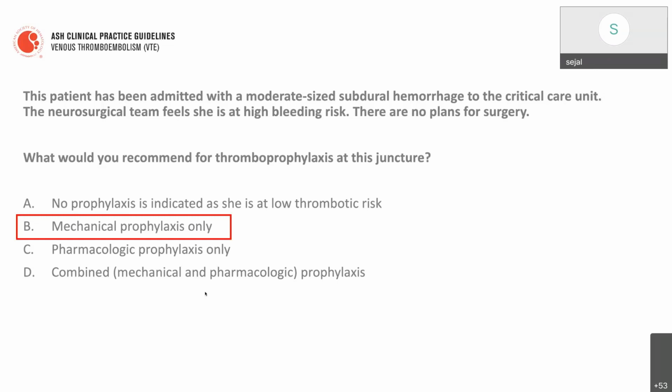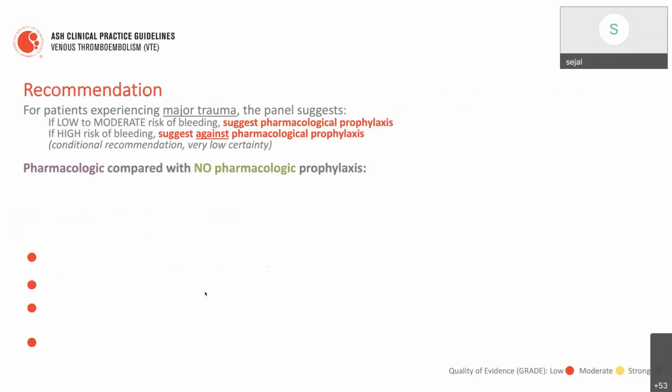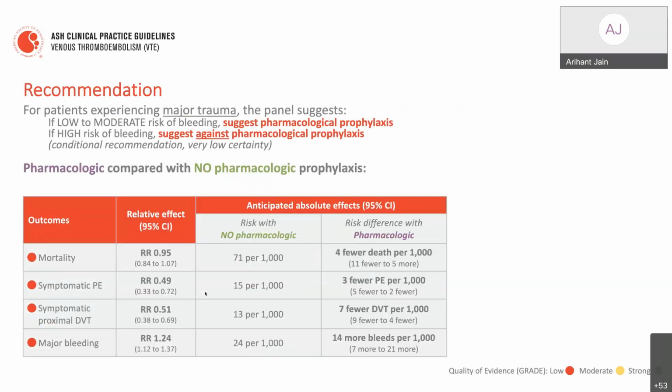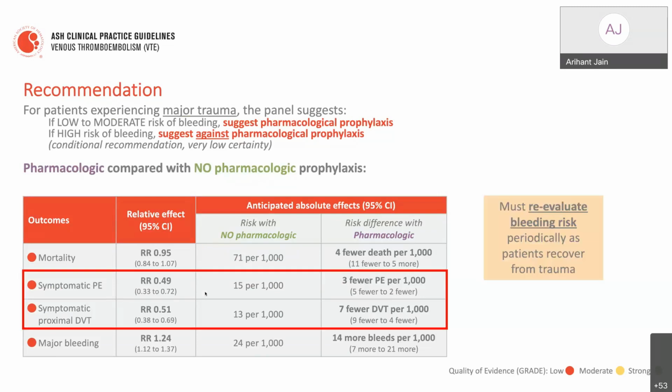So that's the thing. What do the guidelines say? If there is a low to moderate risk of bleeding, then you go ahead with prophylaxis. If there is a high risk of bleeding, then you don't give pharmacological prophylaxis. They have done the studies and they have told that. But what is important is that you should keep re-evaluating the bleeding risks periodically.